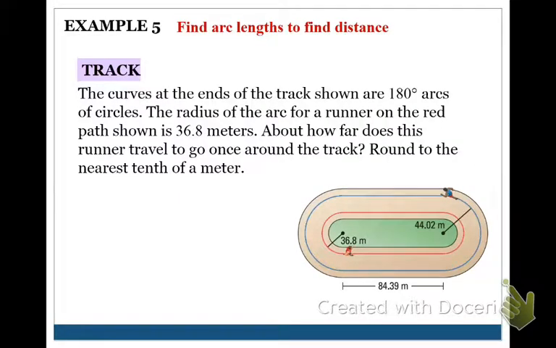Okay, so here's an application. The curved ends of a track are 180-degree arcs of circles. The radius of the arc for the runner on the red path is shown as 36.8 meters. How far did this runner travel to go once around the track, rounded to the nearest tenth of a meter? They're wanting to know the red distance around the track. Anybody have an idea how we could approach this?